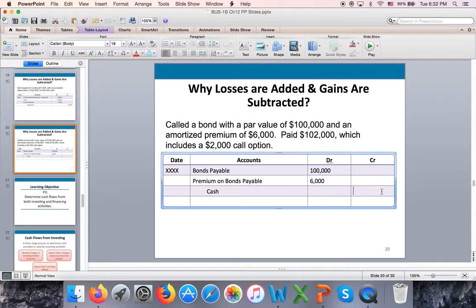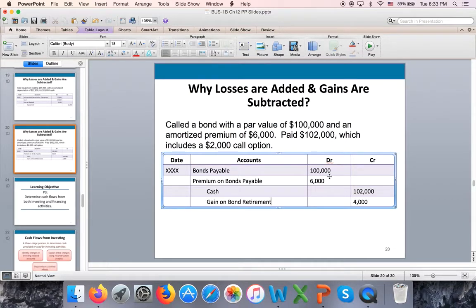So cash is 102, and you can see here again, I am missing now a credit, right? This is 106, this is 102. So when I miss a credit, that means we have a gain. So this is an account called gain on bond retirement.